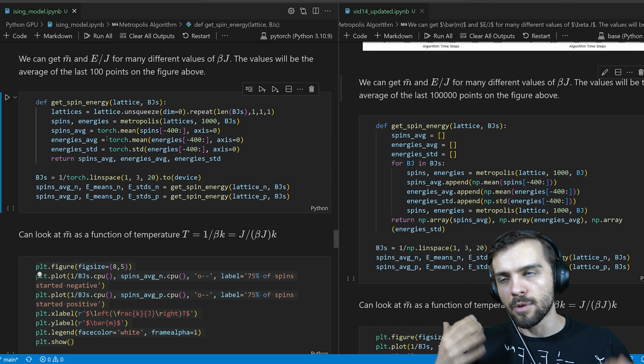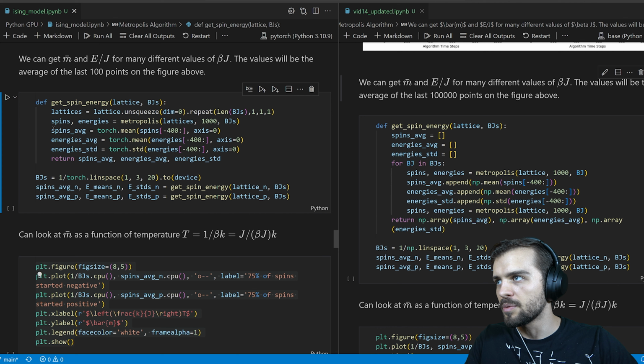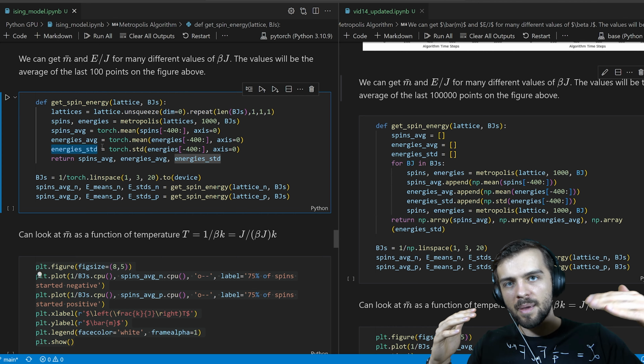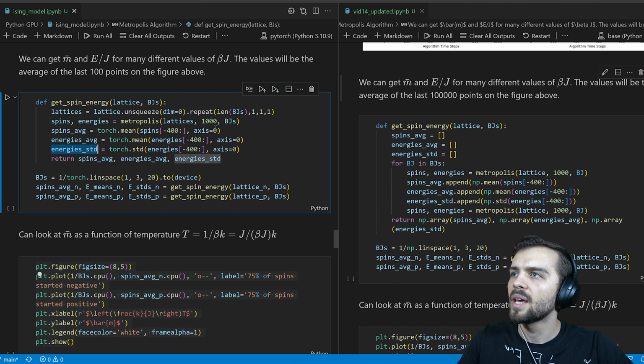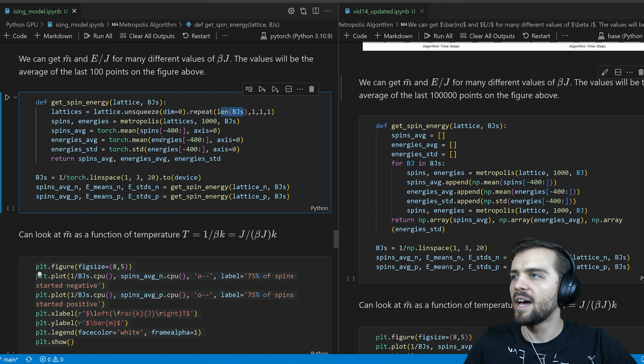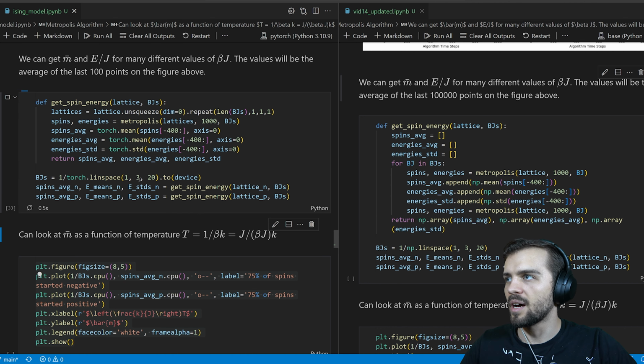So now I have this much bigger batch size of lattices, and I can compute the average spin, average energy, and the standard deviation of energies, maybe how it varies at equilibrium, as a function of these different temperature values here. And it will return it. So for example, I can run this code.